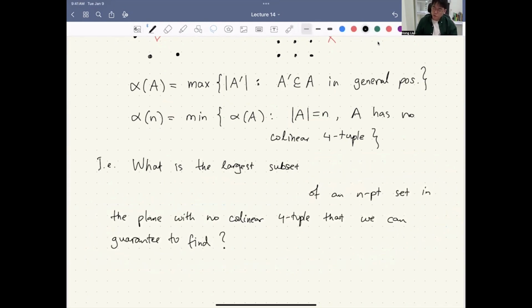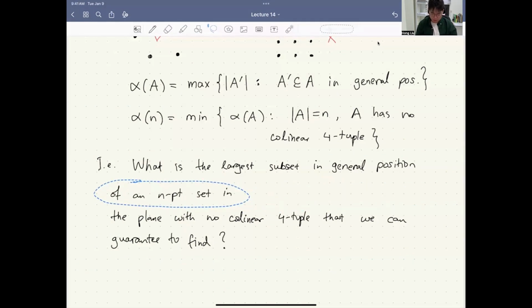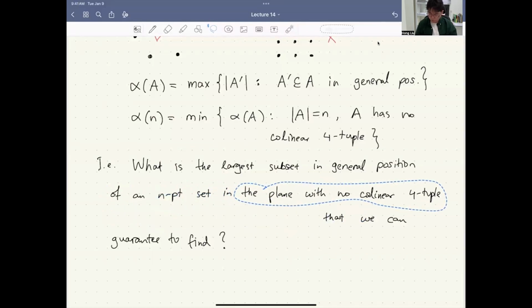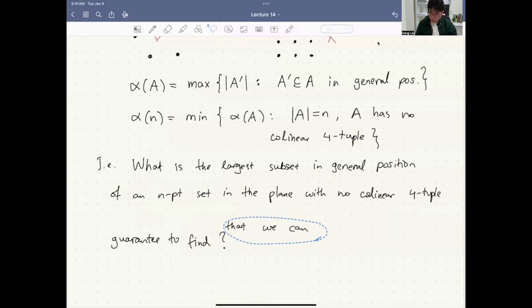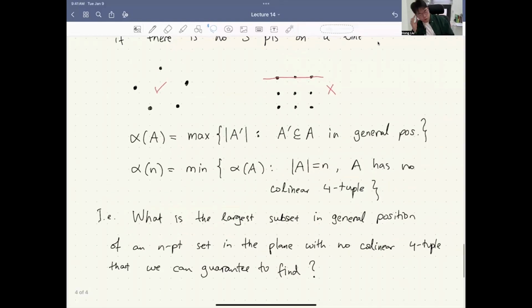What is the largest subset in general position of an endpoint set in the plane with no collinear full tuple that we can guarantee to find? Good. So it's this function.